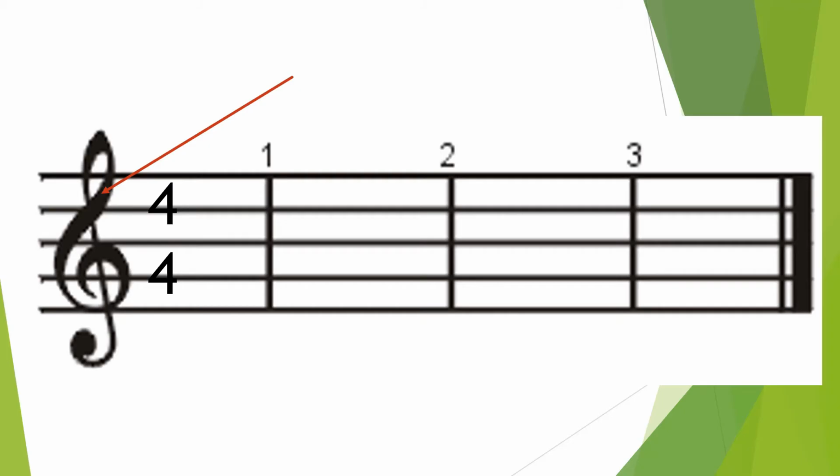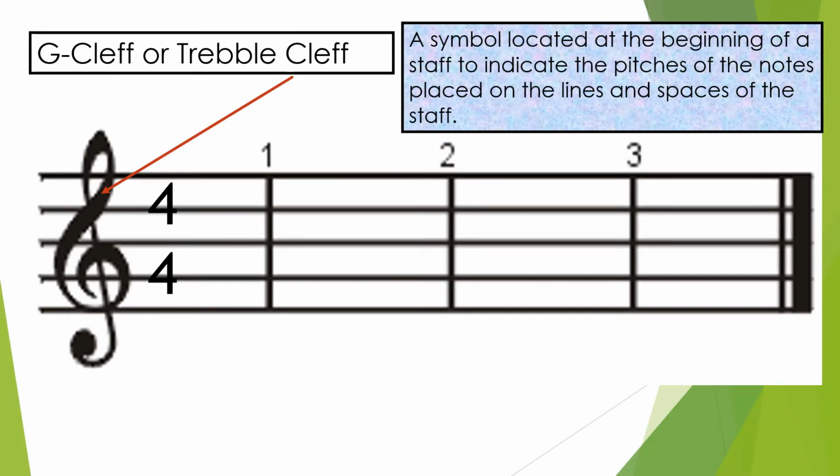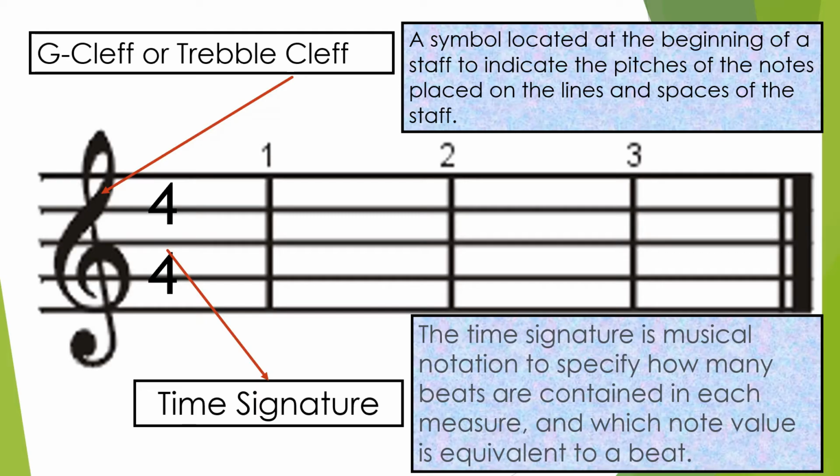This musical symbol is what we call the G clef or treble clef. It is a symbol located at the beginning of a staff to indicate the pitches of the notes placed on the lines and spaces of the staff. This part is what we call the time signature. Time signature is a musical notation to specify how many beats are contained in each measure and which note value is equivalent to a beat.